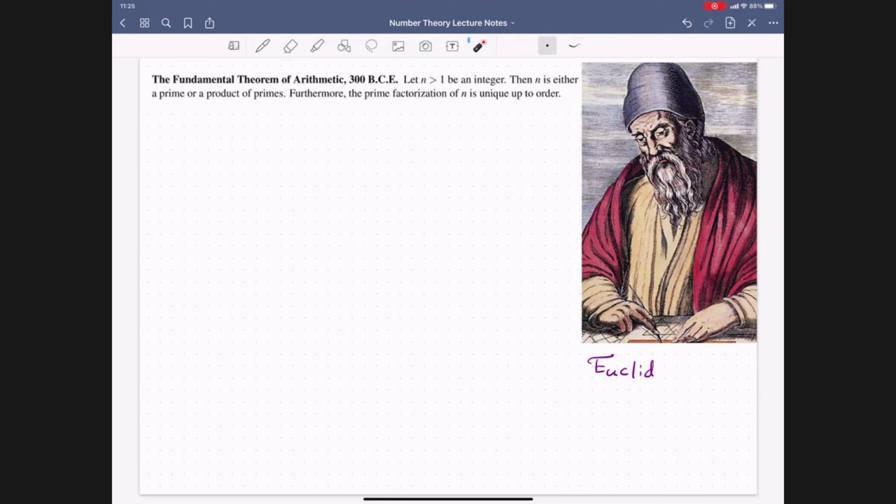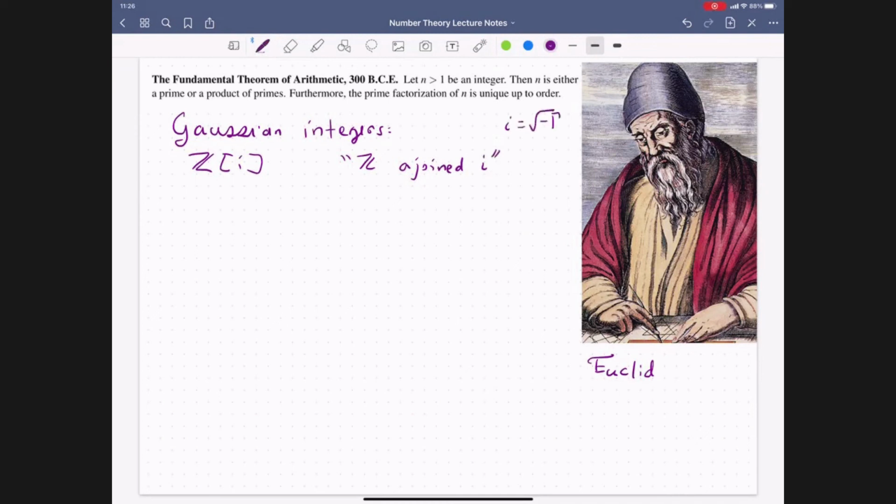Now, this is a statement that we take for granted, and it's easy to believe that this statement should always be true. In the integers, well, that is the case, and we will prove it. But what if we make our numbers a tiny bit bigger? So what do I mean by that? So later on in the course, we're going to be studying what are known as the Gaussian integers. I'm going to denote this by the symbol Z bracket i, and so this is read Z adjoined i. And here, of course, i is the square root of negative 1. And so this is going to be a ring. The way that we write these elements are going to be of the form a plus bi, where a and b are integers.